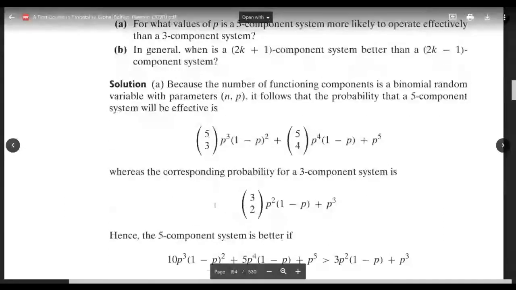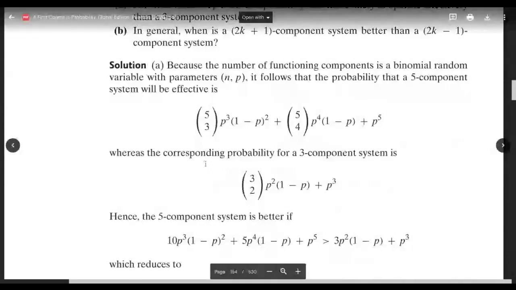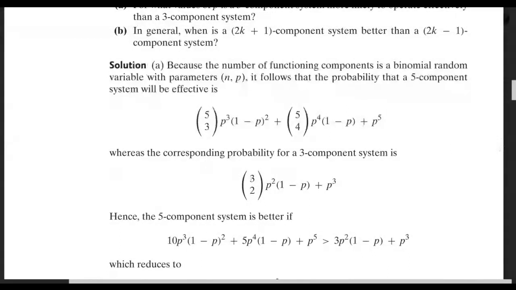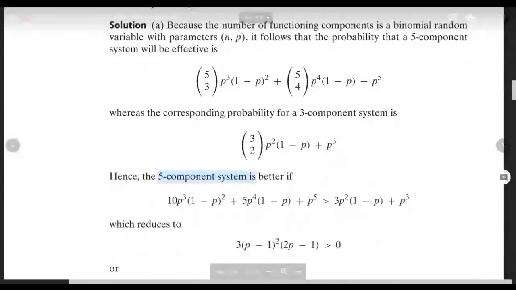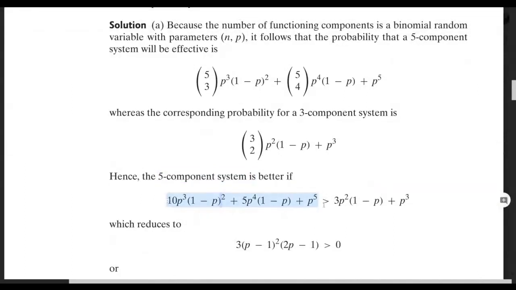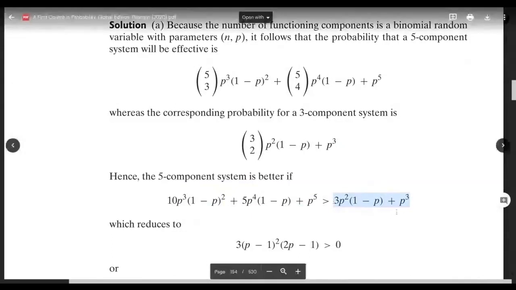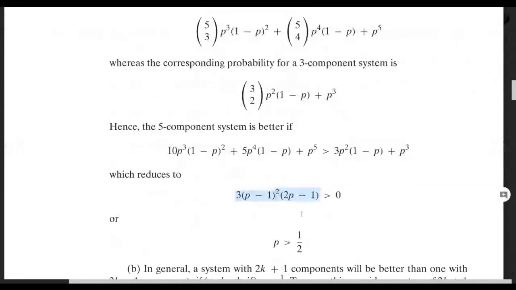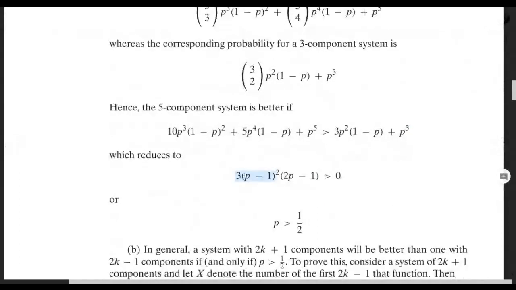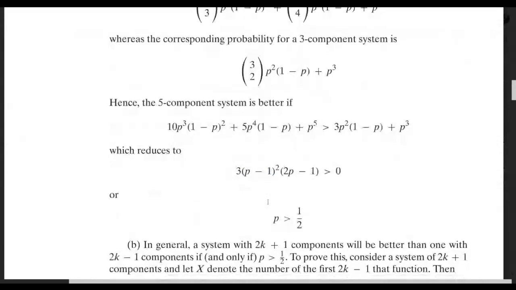So let's add them together. The corresponding probability for a 3-component system is 3 choose 2, binomial, and 3 choose 3. And then compare those two. So which one is better? The 5-component system is better if its probability is greater than the 3-component one, which reduces to this being greater than 0, or the square has to be greater than 0. So just 3 times 2p minus 1.